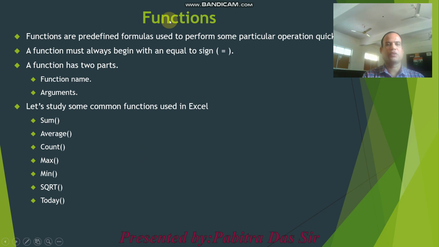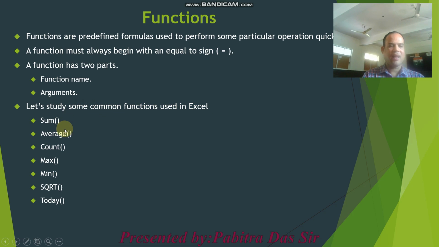Next, students, functions. Functions are predefined formulas used to perform some particular operation quickly. A function must always begin with an equal sign. A function has two parts, one is the function name, another is arguments. Let's learn some functions used in Excel.